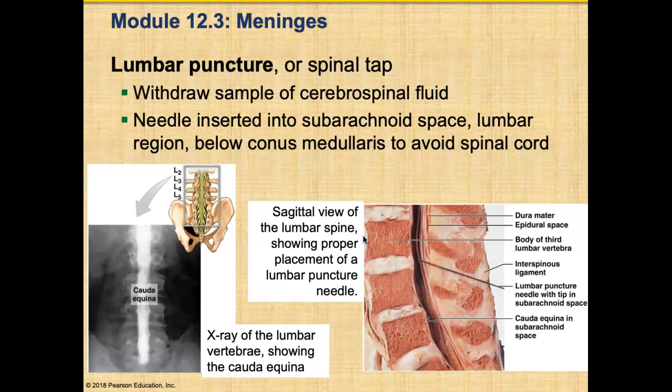You may have heard of a spinal tap. With a spinal tap, a needle is inserted into the spine, and cerebral spinal fluid is removed. This needle needs to be inserted below the spinal cord so it doesn't damage the spinal cord. So you might recall that conus medullaris, which is that cone-shaped end of the spinal cord. A needle is inserted into the subarachnoid space in the lumbar region to withdraw cerebral spinal fluid.